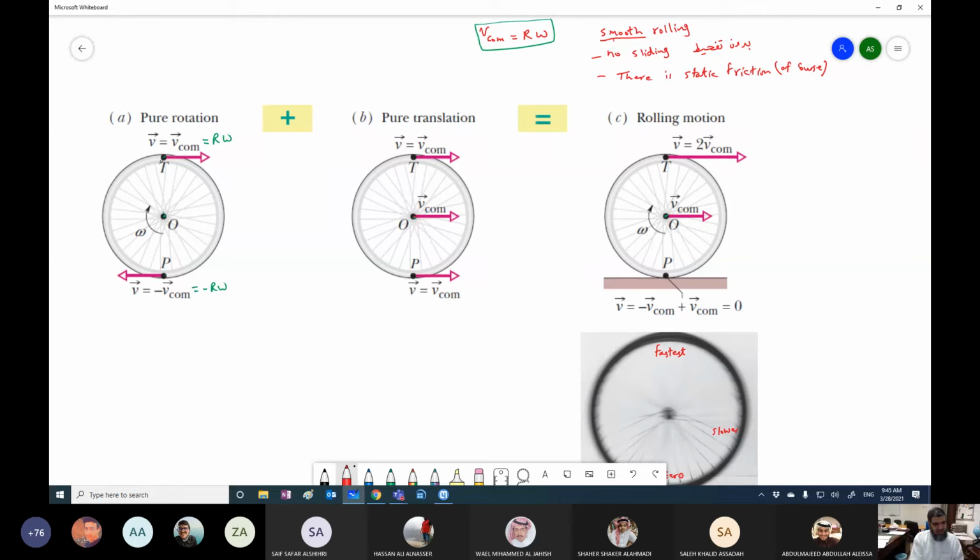Okay? V center of mass. How much is this V center of mass? It is R multiplied by omega. This one here, all points are rotating with this speed. It is pure rotation. This point here is moving with this V center of mass in this direction, here, there, and so on.